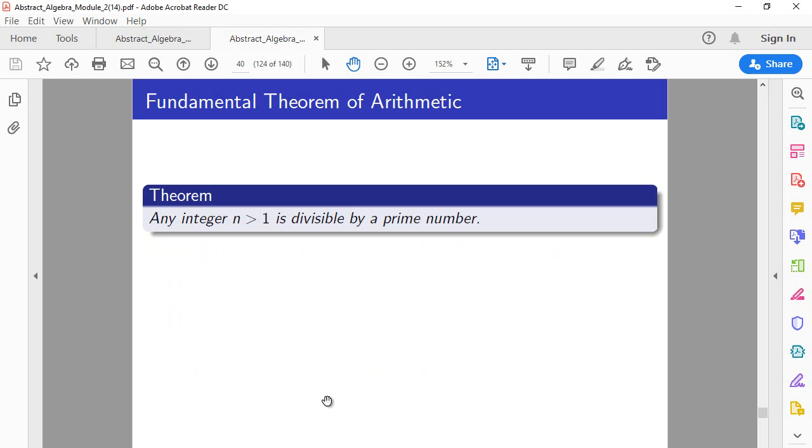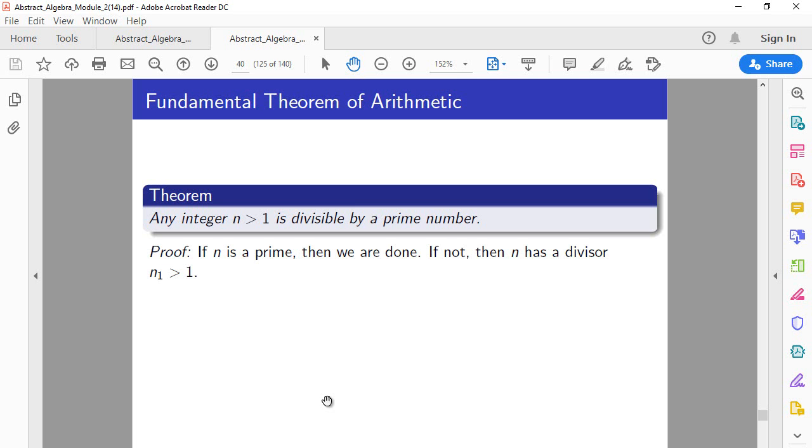Welcome back. We start this video with this theorem. Any given integer n greater than 1 is divisible by a prime number. So that's the statement. All right, so how do we prove this?